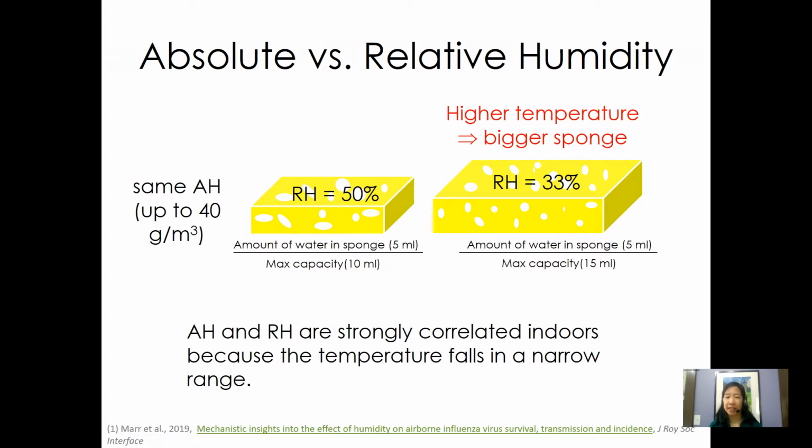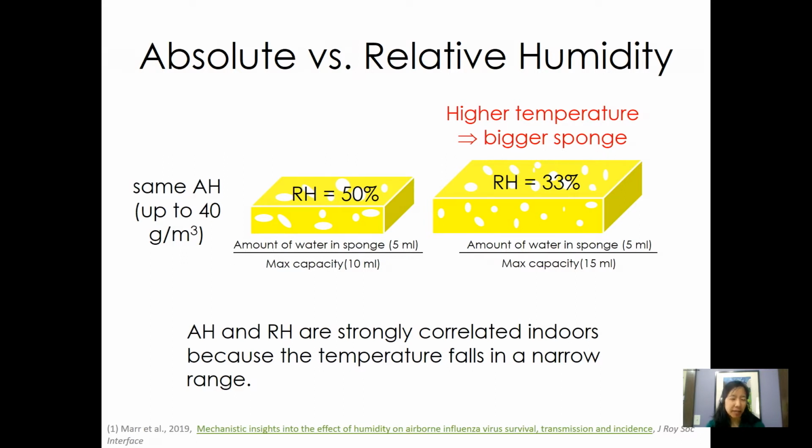So I like to think about it as a sponge where maybe there's 5 milliliters of water in this sponge, but the sponge can actually hold 10 milliliters. Well, that gives you a relative humidity of 50%. The size of the sponge depends on the temperature. So at a higher temperature, you have a bigger sponge. Now we have the same amount of water, 5 mils in there, but our sponge can actually hold 15 mils. So now our relative humidity is only 33%.